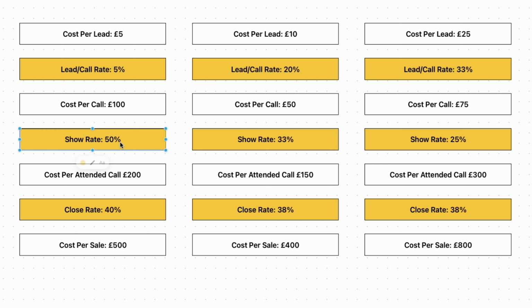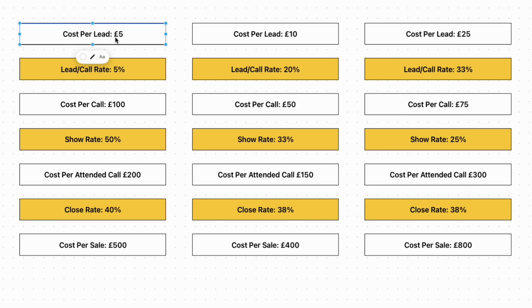So here in example 1, you can see we have a show rate of 50%, which is actually pretty good. It's the highest in this set of examples. And that gives us an attended call cost of £200. In this one, the show rate is 33%, a bit more realistic. And that one, we're seeing £150 per call. This one, show rate 25%, and we're seeing £300 per call. So you can see the difference here. Obviously, the lower call show rate and the higher call cost means that this one is more expensive.